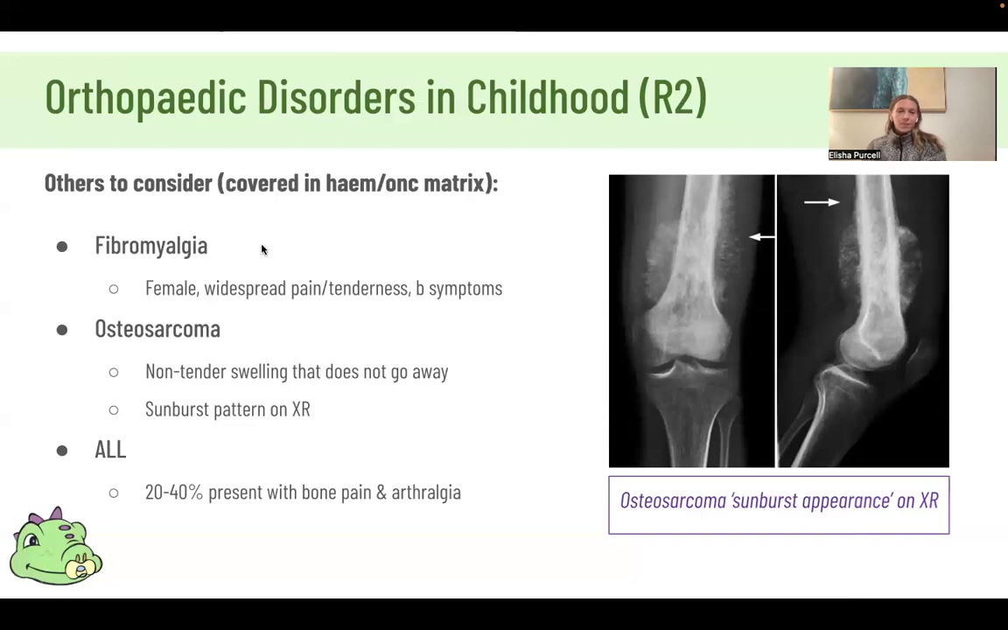But just quickly, fibromyalgia, you want to think about it with someone who's female, with widespread tenderness, significant weight loss over a year, and fatigue. Osteosarcoma, a non-tender swelling that doesn't go away. You get this sunburst appearance on X-ray. And then ALL, up to as much as 40% present with just bone pain and arthralgia. So I'm going to definitely rule that out if you have a child presenting with that.